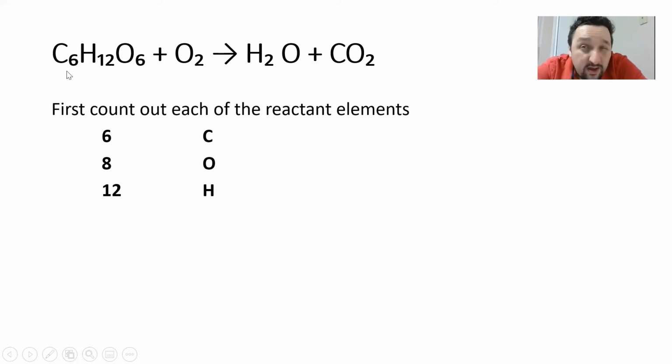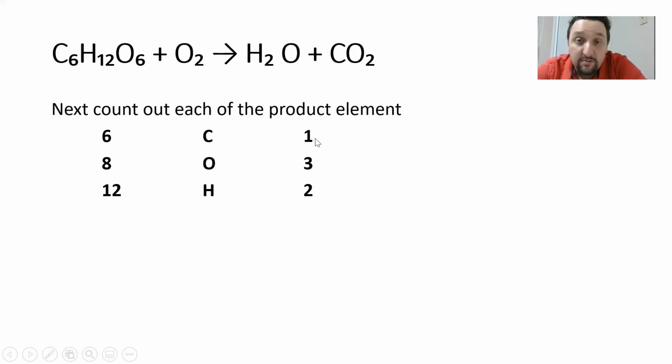To find this, we're going to look at the subscripts. So we have 6 carbons. We have 8 oxygens. Why? We have 6 here, and we have 2 more here. So that's a total of 8 oxygens. And lastly, we have 12 hydrogens. Now on the product side, we have 1 carbon. We have 1 and 2, so 3 total oxygen and 2 hydrogens. Awesome. Now we need to figure out how to balance this.